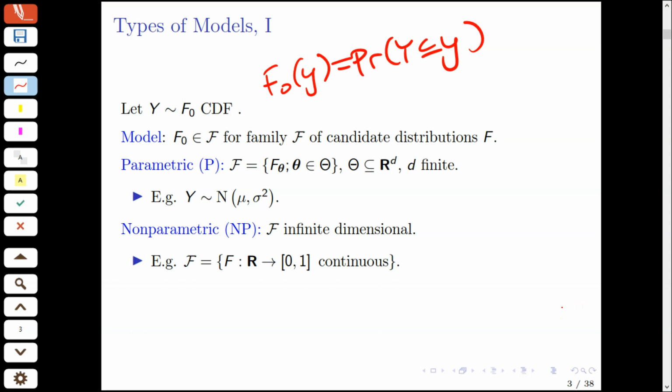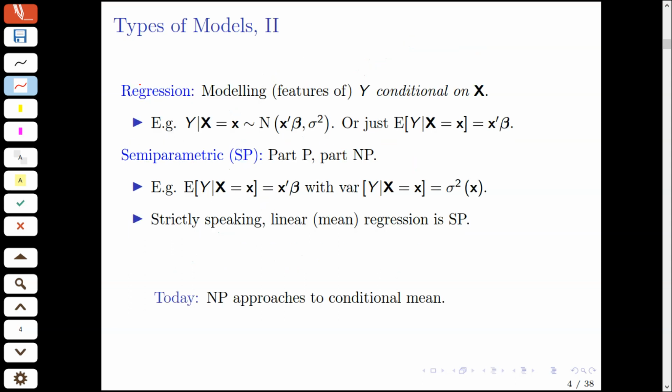Now, thus far, our discussion concerns a model for the distribution of y alone, but typically we're interested in not the marginal distribution of an outcome, but the distribution of some outcome of interest conditional on other variables, say x. That is, we're interested in modeling the conditional distribution of y given some regressors, x.